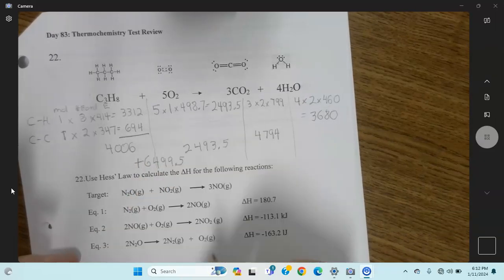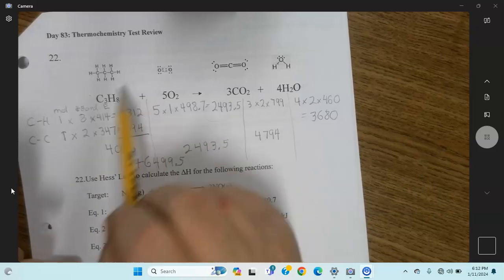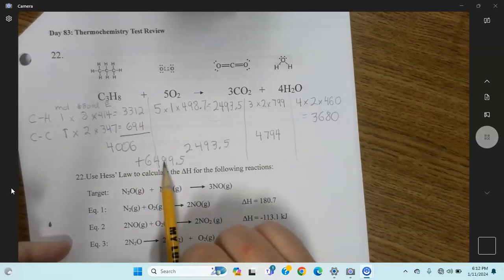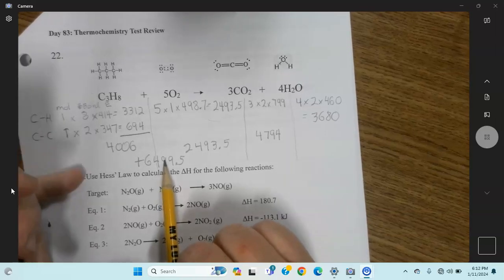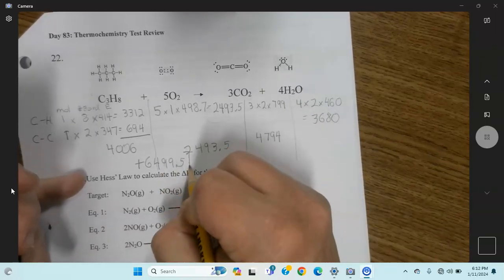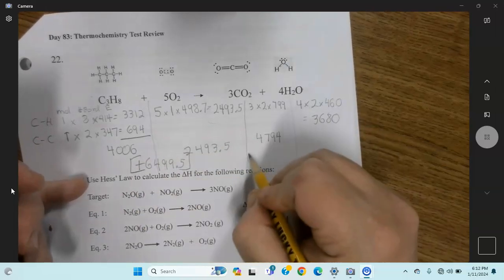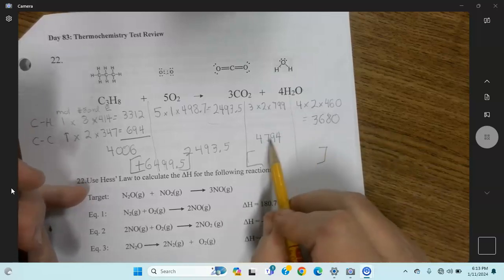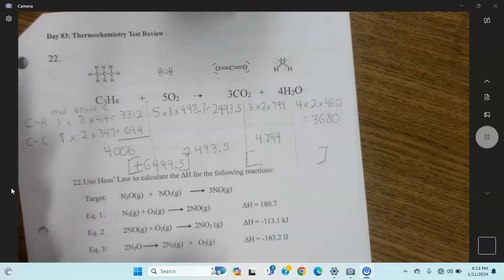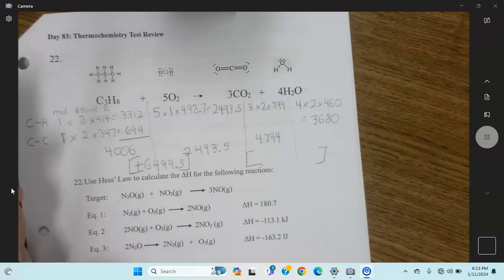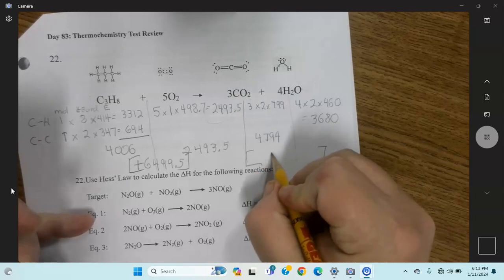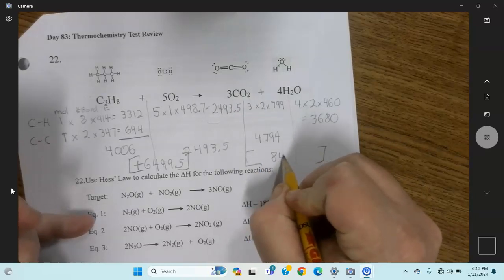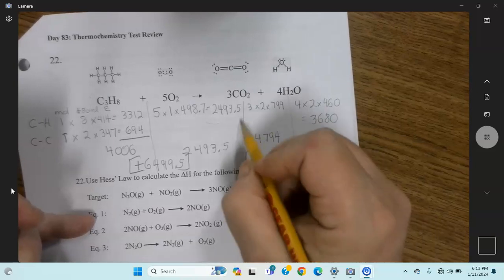And that's a positive. Why? Because you need to put energy into the reactants to break them apart. So that's going to be a positive energy. All right? Now, over here, I'm going to put that in my square brackets that I like to do. Over here, square brackets, we're going to have this plus this. This is the energy of these 2. So it's going to be 4794 plus 3680, and that equals 8474. That's on this side.